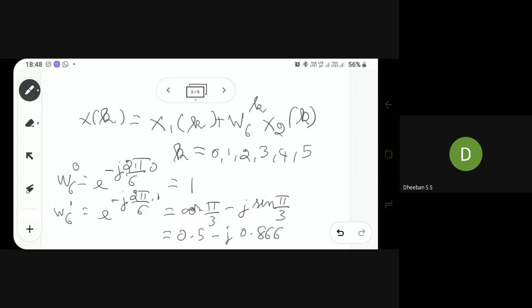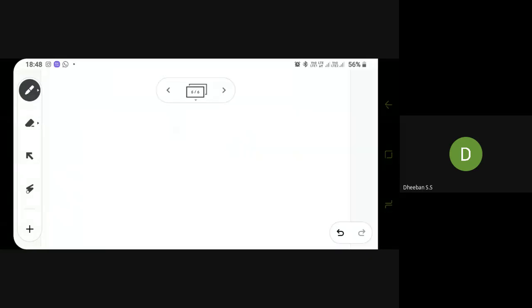Followed by your W62. W62 will be e power minus j 2 pi by 6 into 2, so this cancels and becomes 3. It will be the same thing, but the sign varies. So it will be minus 0.5 minus j 0.866.